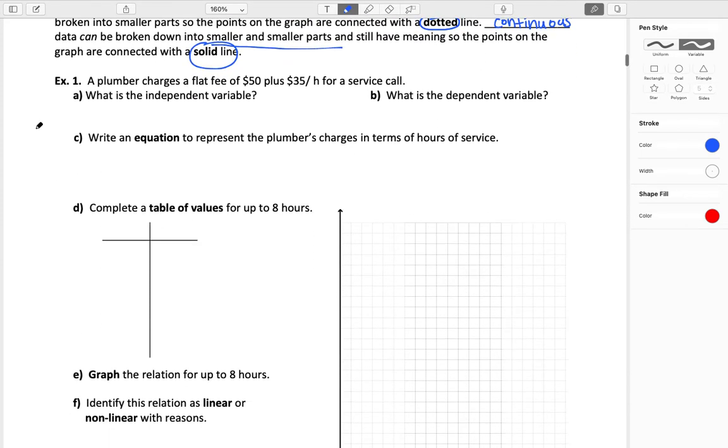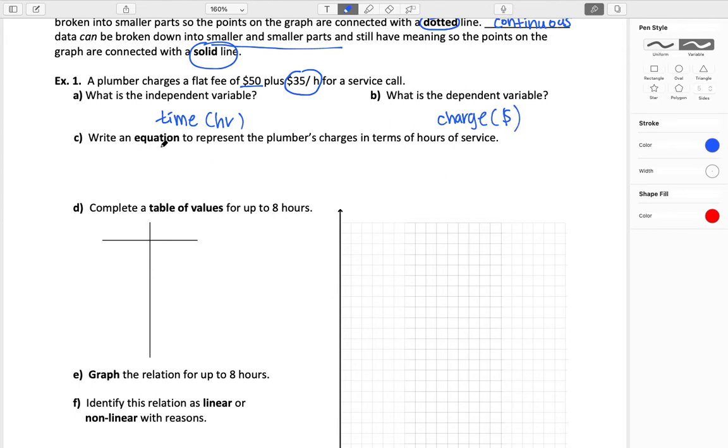Okay, so let's take a look at example 1. A plumber charges a flat fee of $50 plus $35 per hour for a service call. Now, what is the independent variable here? The independent variable is always per something. So in this case, it's $35 per hour, which is time. So the independent variable is time in hours. And the dependent variable is another unit, which is money, the cost, or the charge in dollars.